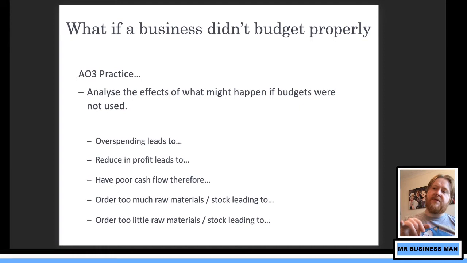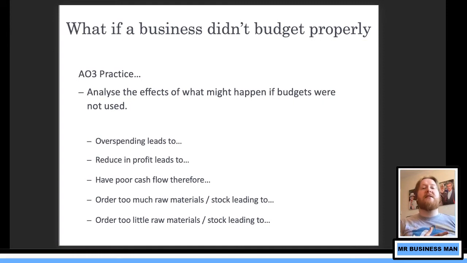Therefore, in terms of this one, if budgets were not used, we could have poor cash flow. If we have poor cash flow, that means that we might not be able to buy the raw materials we need to. If we can't buy the raw materials we need to, then we can't satisfy demand. If we can't satisfy demand, then our customers won't be satisfied with us.